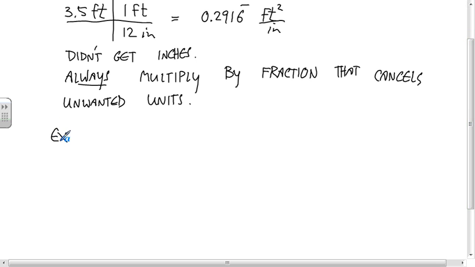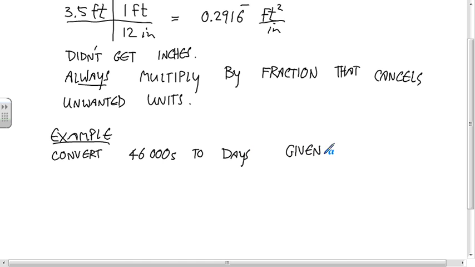Now here is another example. I'm just going to do a few examples. Each one is going to bring in some new thing that I haven't done yet. So say the next thing we want to do is convert 46,000 seconds to days. And we're going to do it two different ways. First, we're going to do it the easy way.